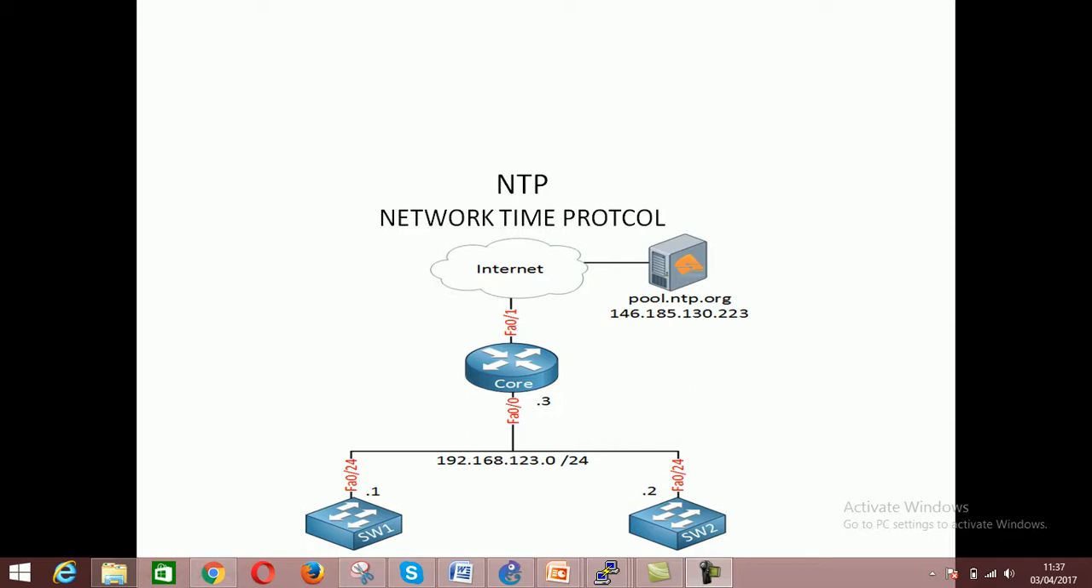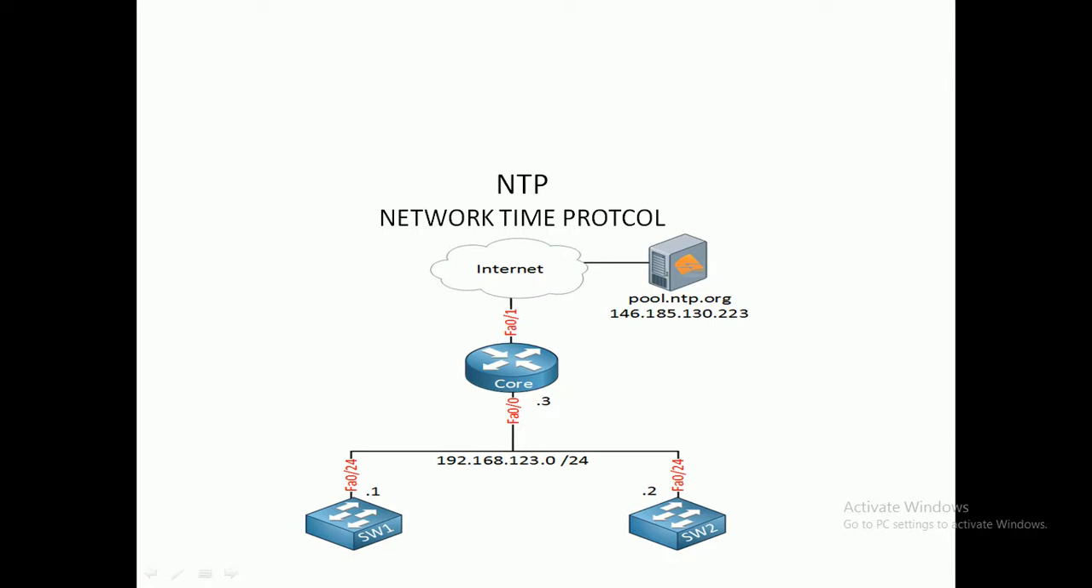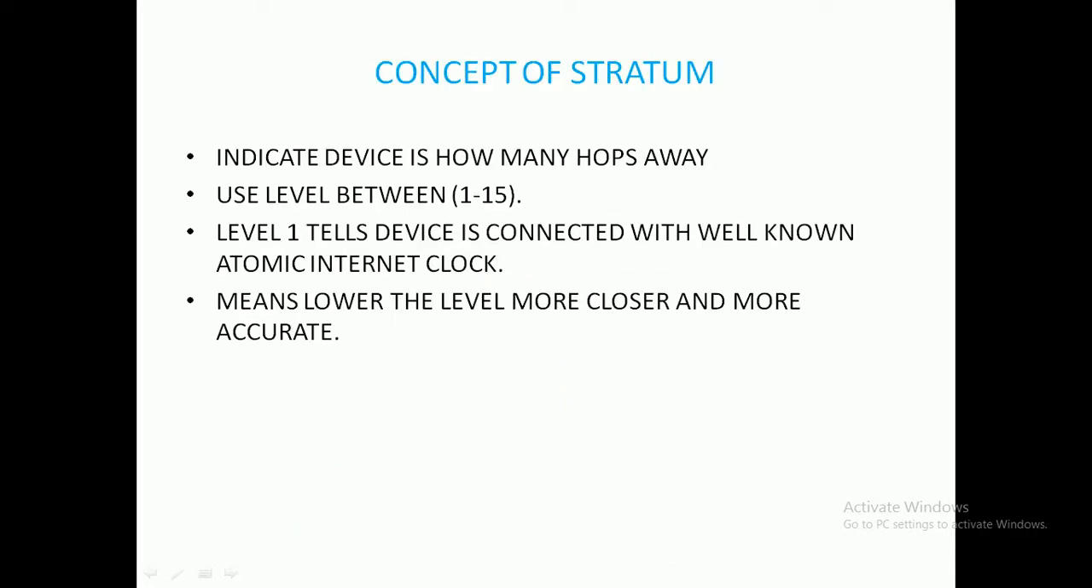So NTP uses the concept of stratum, where stratum indicates how far the device is from the internet clock or atomic clock. This stratum is divided into levels, where the level range is between 1 to 15. Level 1 indicates that your device is directly connected with the atomic clock.